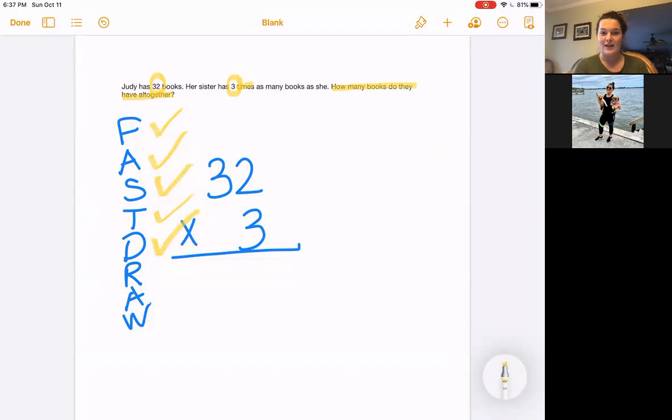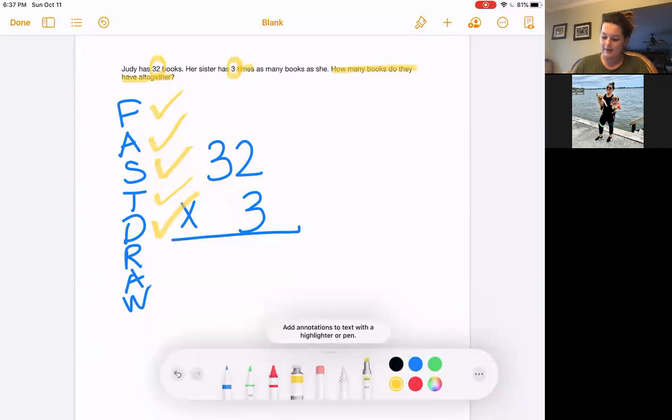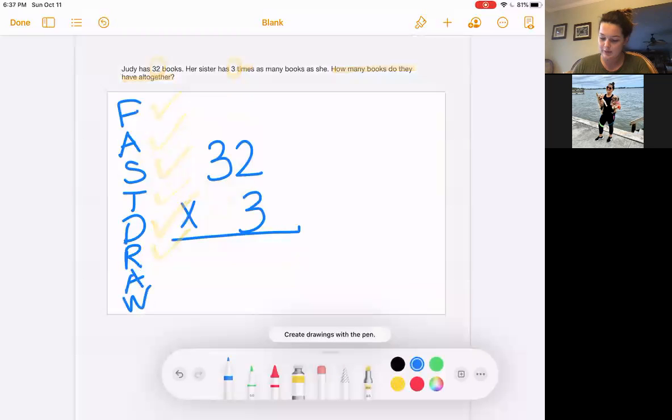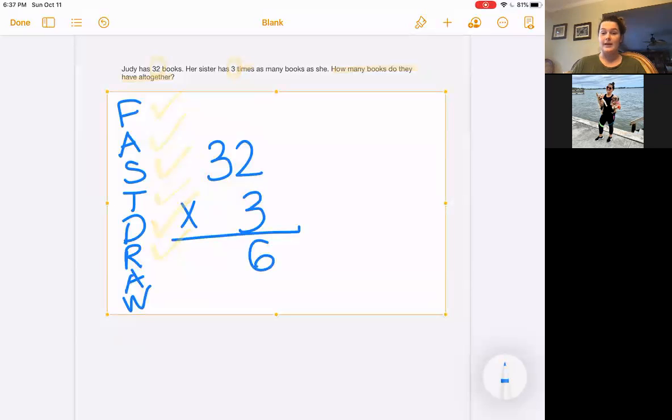Now I just have to solve it. 32 times 3. Well, my R, I checked that off because I reread the problem that I had. Check. A. So now I have to answer it. So if I answer it, 32 times 3. Okay, so I'm going to multiply 3 times 2, and that gives me 6. And then I know that I have to multiply 3 times 3, and that gives me 9. So my answer is 96.